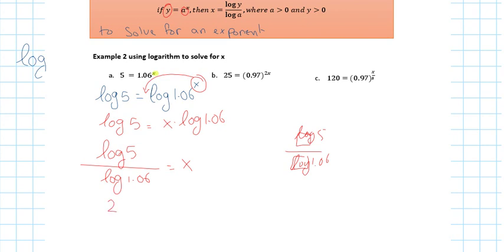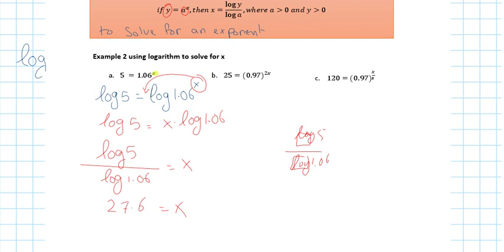Now, you can try putting 27.6 here as a power and see what you get. So do 1.06 to the power of 27.6. You should get a number that's close to 5 or equal to 5. Yeah, 4.99, which is just fine. We rounded it, so leave it as 27.6.